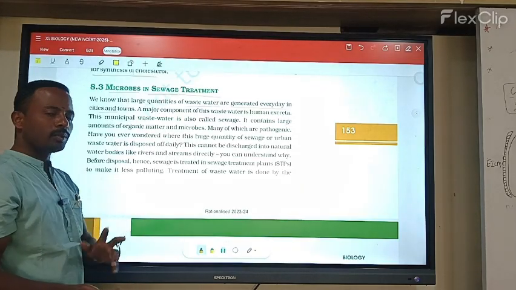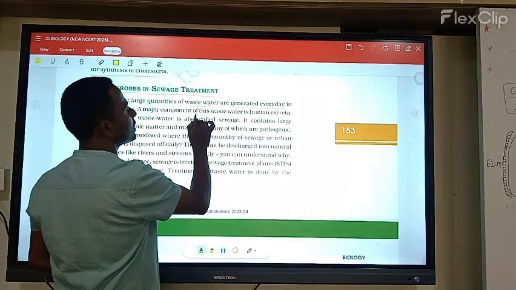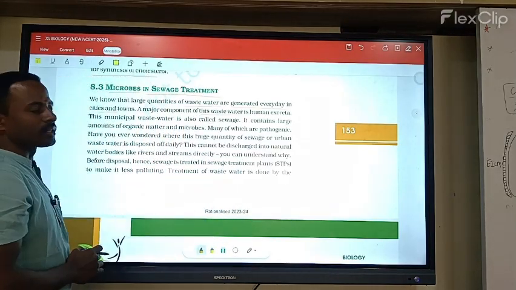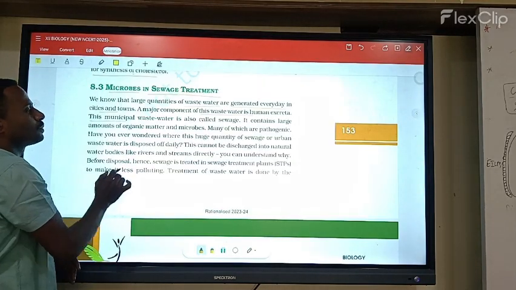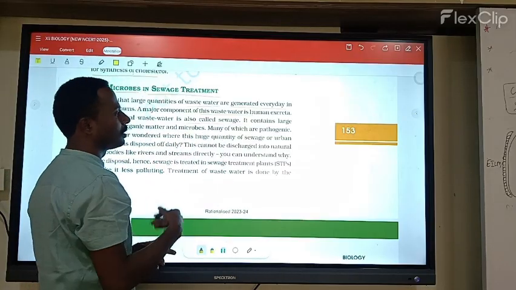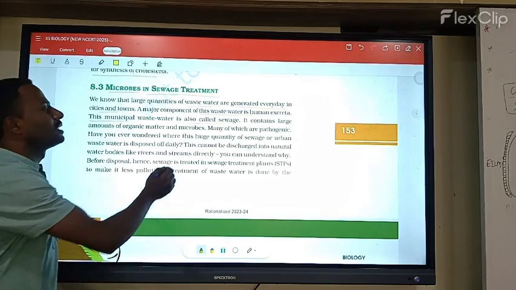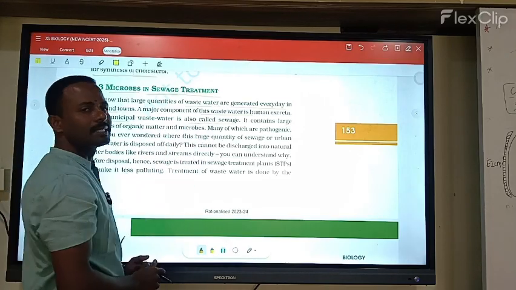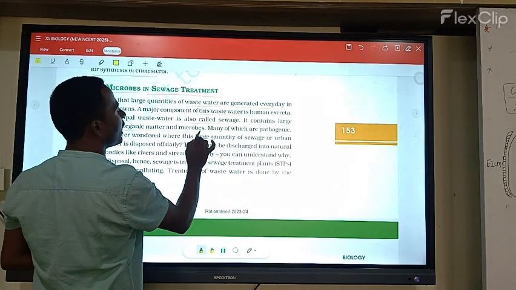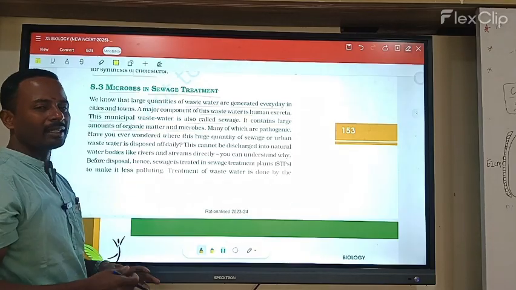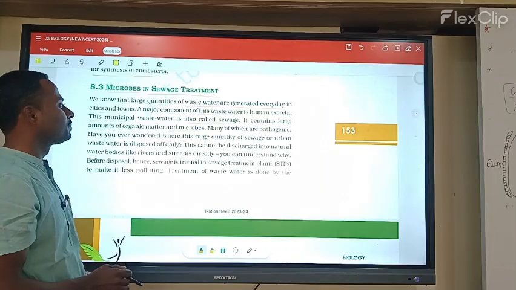Mostly, microbes are used in the sewage treatment process. The major component of this wastewater is human excreta. This municipal wastewater is called sewage. Any waste released by towns and cities, any municipal wastewater, we call sewage. It contains a large amount of organic matter and microbes, including viruses and bacteria.